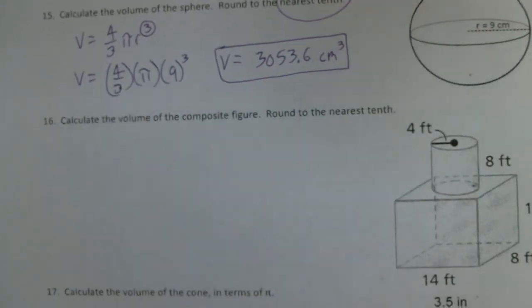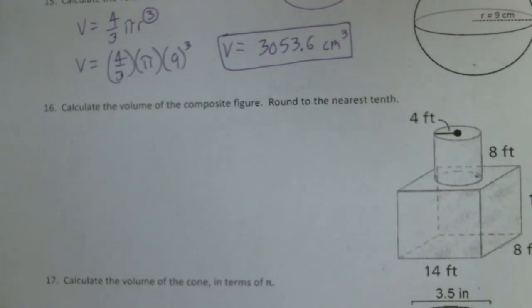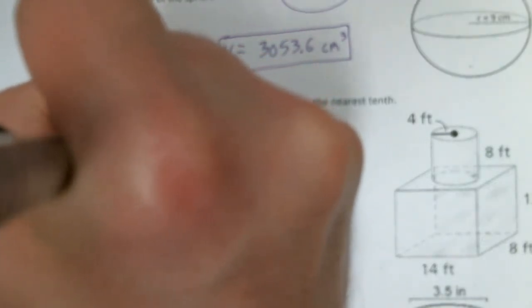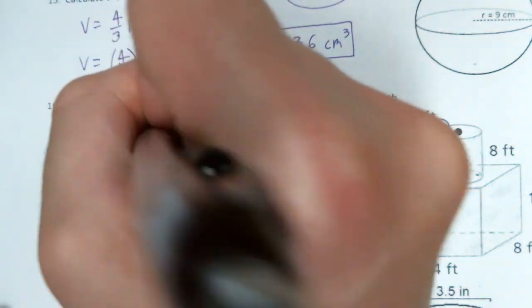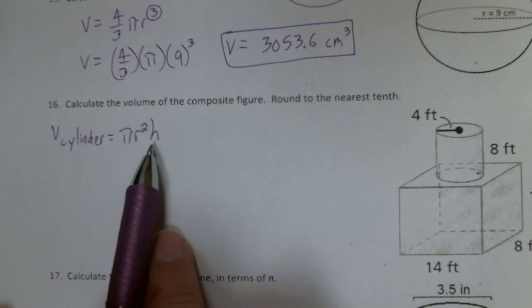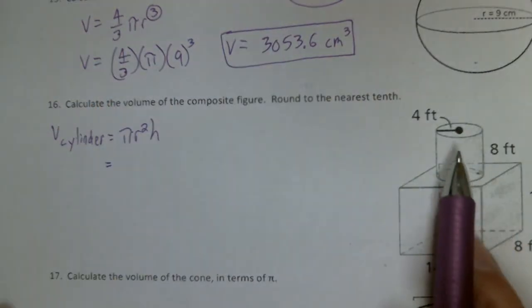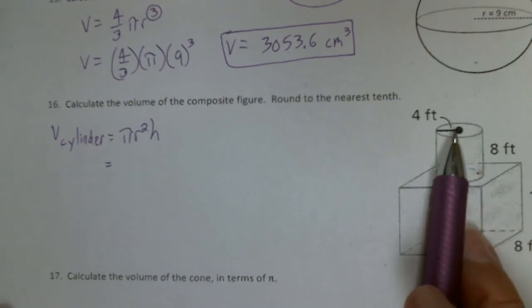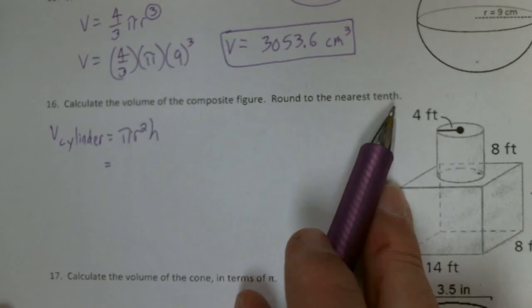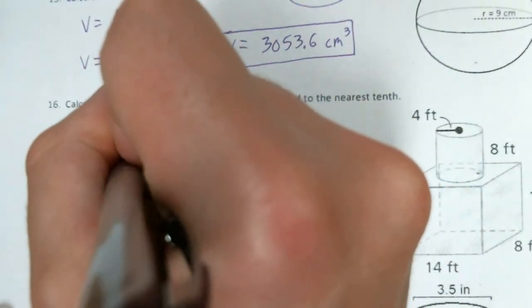All right, second one is a composite figure. We basically just have a cylinder sitting on top of a box. So let's first calculate the volume of the cylinder. The volume of a cylinder is simply pi r squared h. The pi r squared is just the area of a circle, and then we're multiplying by the third dimension, which is the height. Now, do they give me radius or diameter? They give me radius, so that's good. Do they ask me to leave it in terms of pi? No, they say round, so let's type in everything we got.